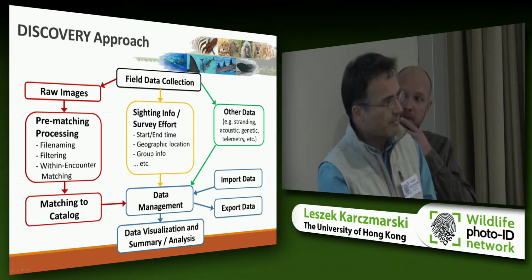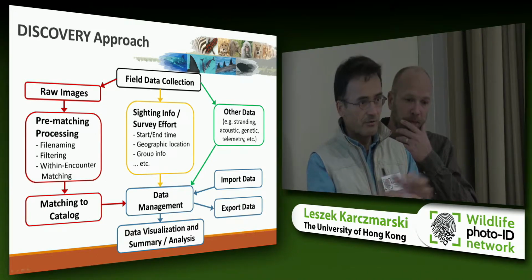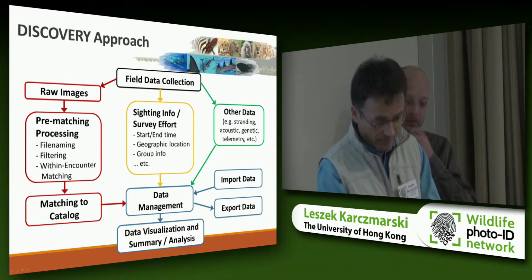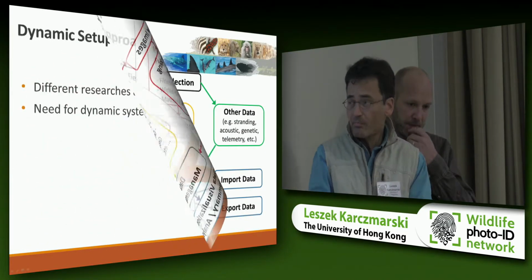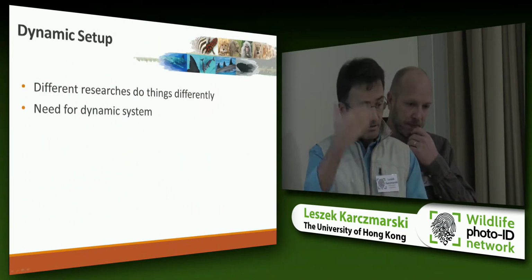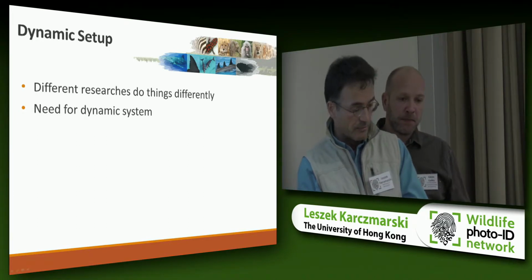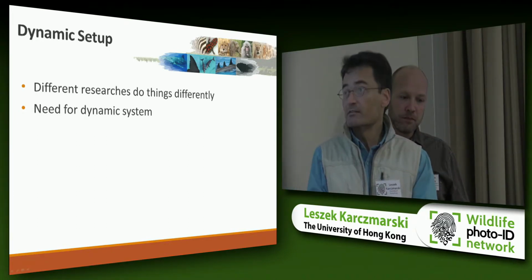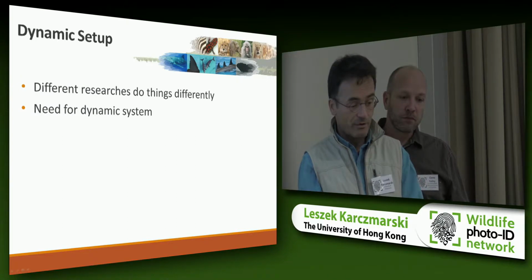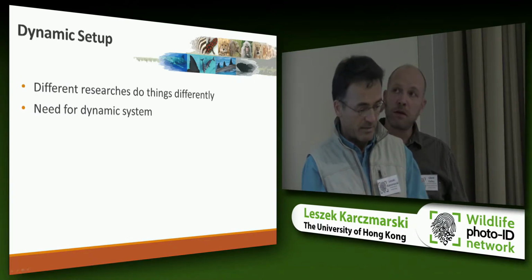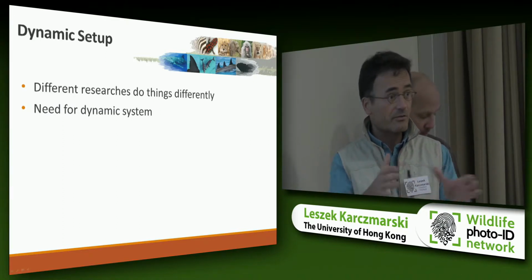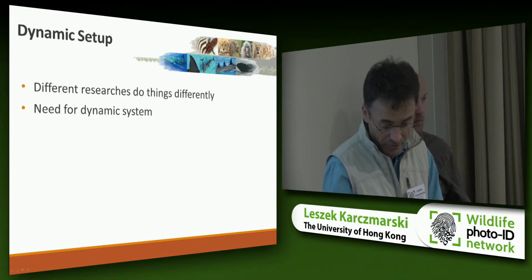So we'll go step by step very briefly. We cannot cover the entire range of components, but the main parts to explain the flow and concepts of Discovery. As Glenn mentioned, different researchers do things differently, and there is a need for this dynamic system that can incorporate all these individual preferences and choices.